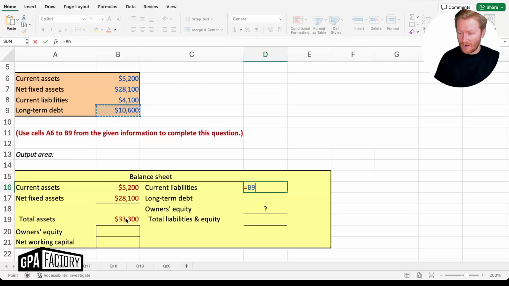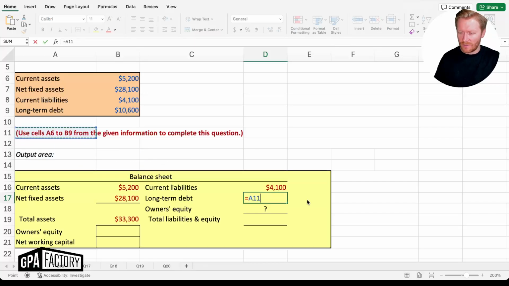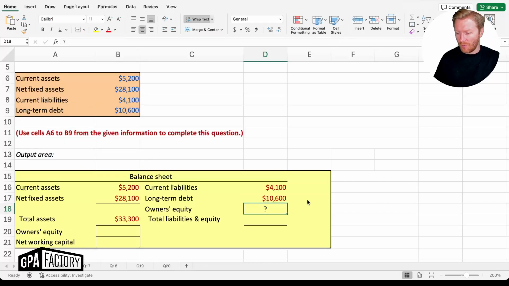We're going to go over here. We're going to say current liabilities is that cell B8. When we say B8, that's B8 here. That's where it's cell referencing. Long-term debt also given to us. So there we go. Boom.